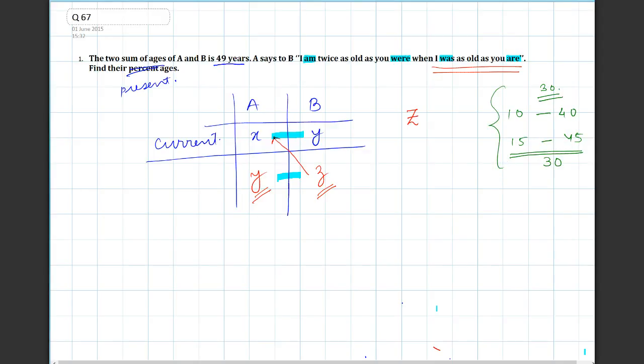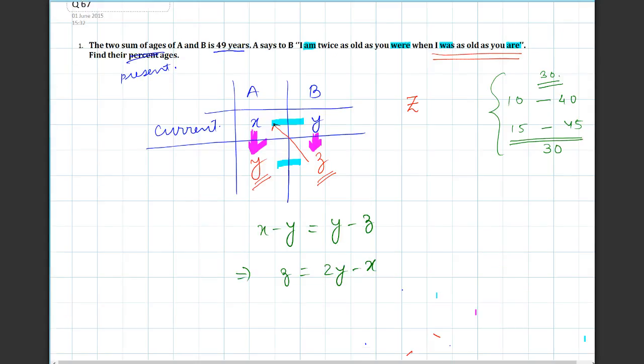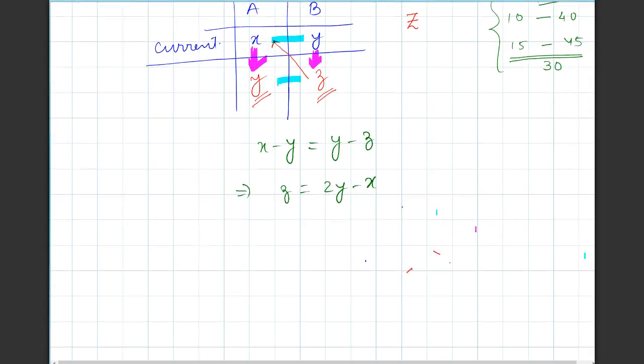So the difference between ages is not going to change. Another approach that you can take is that the difference in their ages, current and past, will remain the same. You choose either approach and you should get the same answer. So X minus Y must be equal to Y minus Z, or I can say that Z is equal to 2Y minus X. Fair enough?